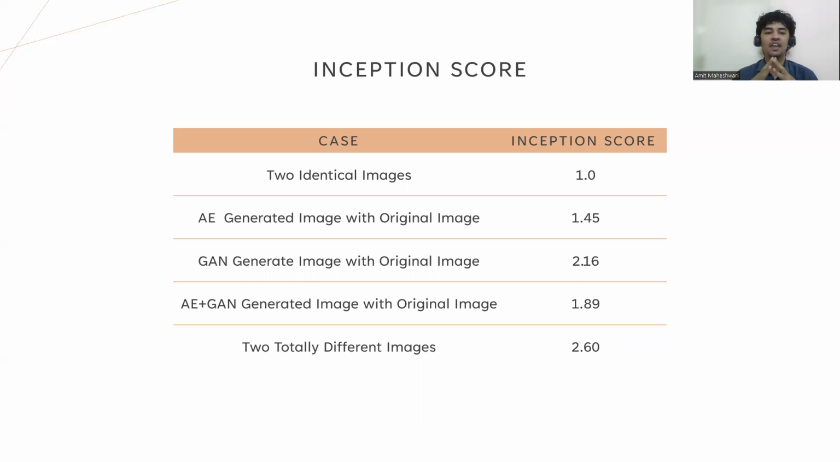Now understand, the AE generated images have the inception score in comparison with the original of 1.45. That is much closer to 1 in comparison with the 2.60.